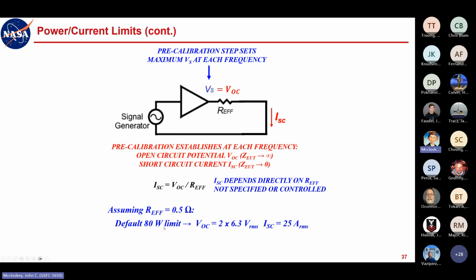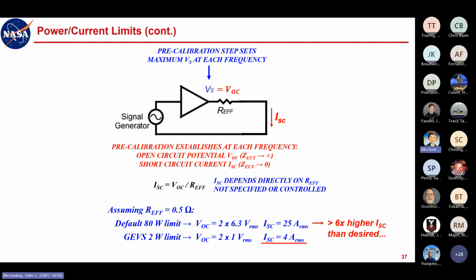If you look at that default 80 watt limit, that gives you an open circuit potential of twice 6.3 volts, or 12.6 volts RMS, and a short circuit current of 25 amps. If you use the GEVS 2 watt limit, that gives you an open circuit potential of 2 volts RMS and a short circuit current of 4 amps. So if you just default to the MIL standard 80 watt limit, you're going to get a little more than 6 times higher short circuit current than what you really want if you're using a 1 volt RMS limit. That's why you must pay attention to these things.